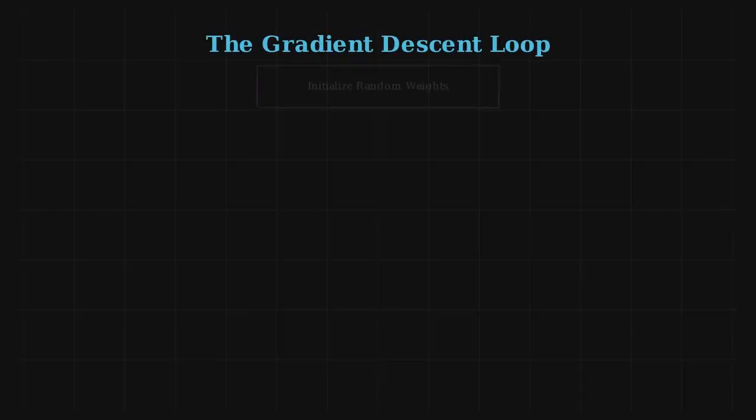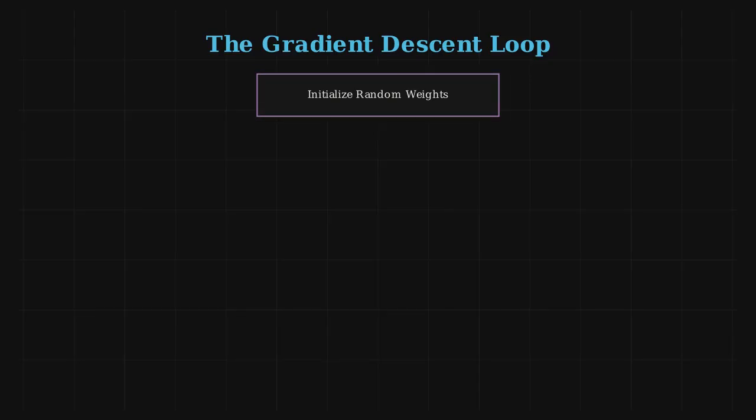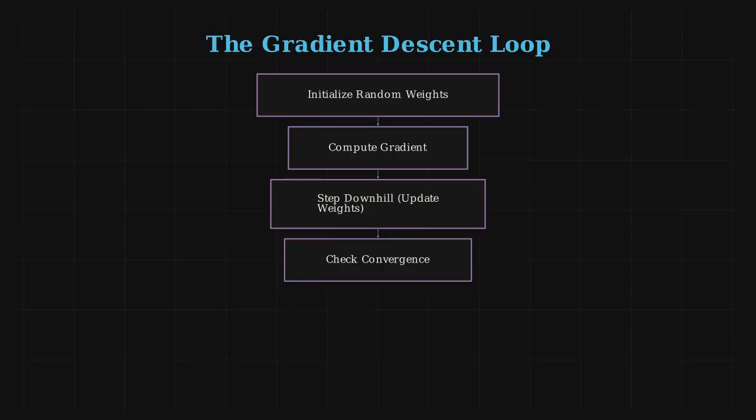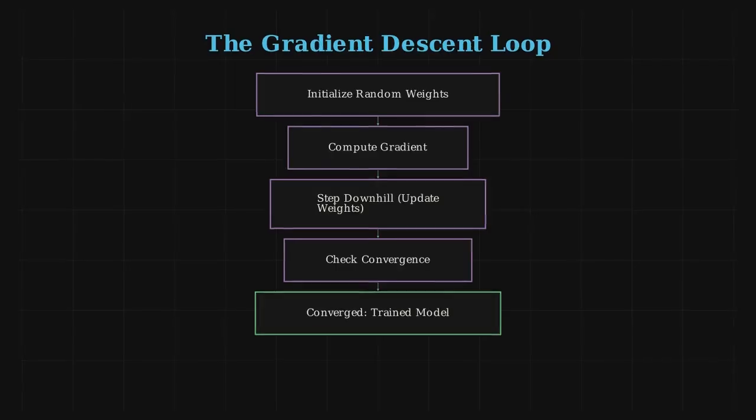This whole process repeats in a simple loop. Start with random weights. Compute the gradient of the loss. Step downhill using the update rule. Check if the loss has stopped changing. If not, repeat. If converged, you found weights near the global minimum, a trained model.